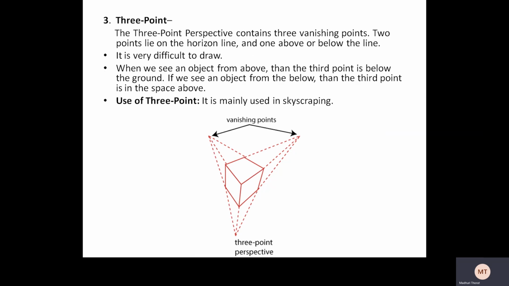The next one is the 3 point perspective. It contains three vanishing points. 2 points lie on the horizon line and one above or below the line. It is very difficult to draw. When we see an object from above, then the third point is below the ground. If we see an object from below, then the third point is in the space above. So this is the 3 point vanishing point, and we can call it a 3 point perspective projection. This 3 point perspective is mainly used for skyscrapers.